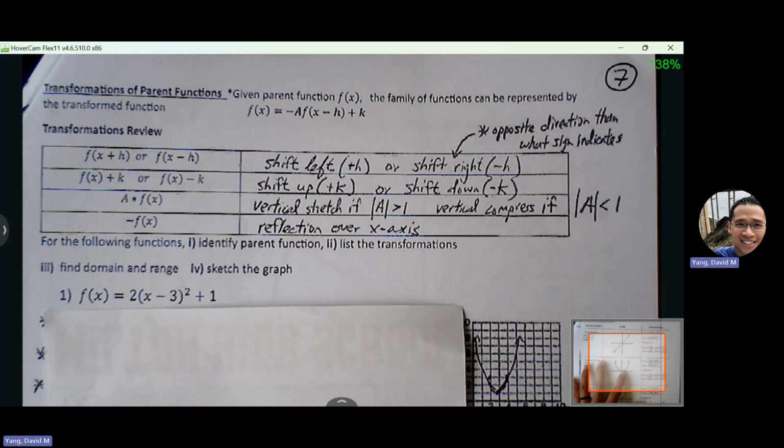And you want to look to see if that coefficient is greater than 1. If it's greater than 1, it's going to stretch it vertically. If it's less than 1, it's going to compress it vertically. And if you have a negative in front of the function, it'll take that parent function, or that graph, and flip it, usually over the x-axis, but it can also be a horizontal reflection.